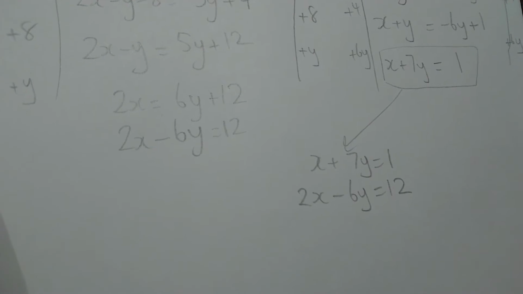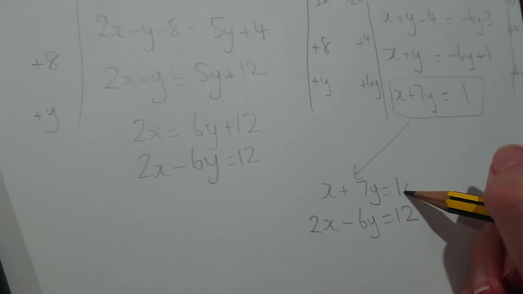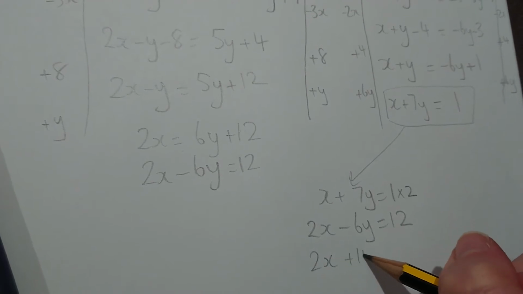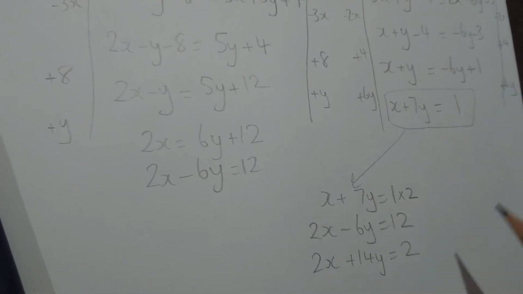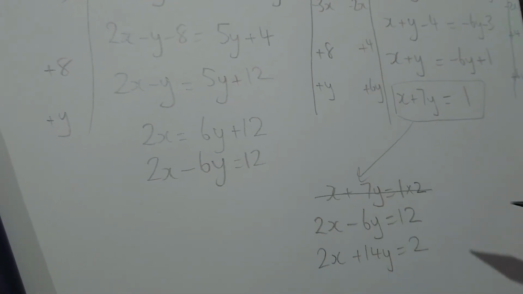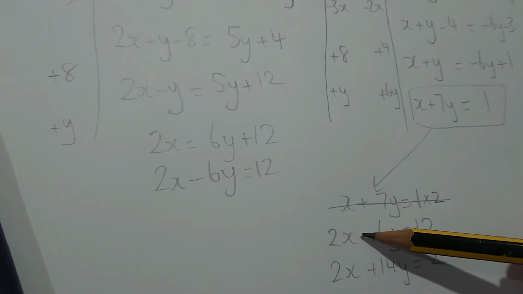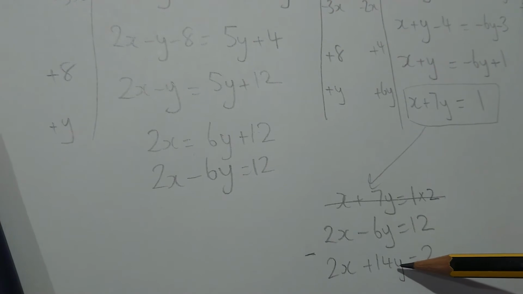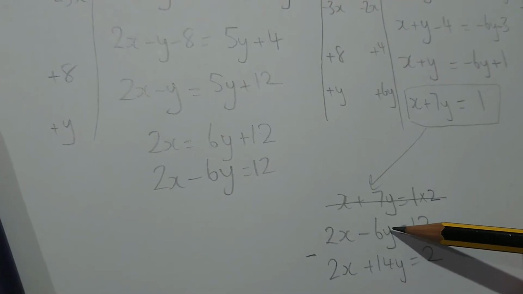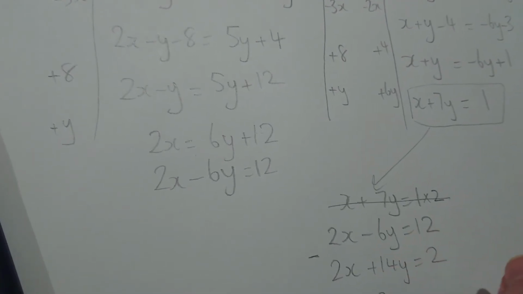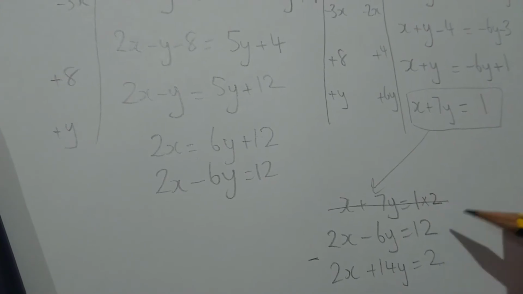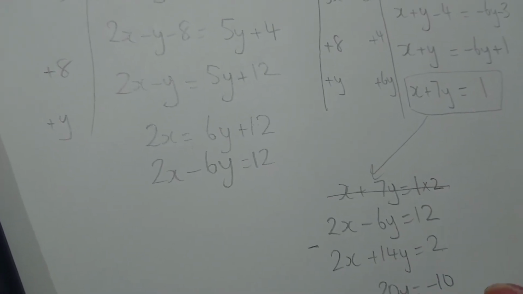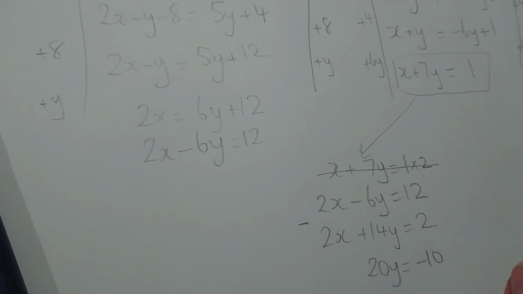So to solve these, I'm going to times this one here by 2. So then I get 2x plus 14y equals 2. So that's going to get rid of that one now. Then the x's are the same, so I'm going to subtract the two equations. So 14y minus 6y is 20y, and 2 minus 12 is minus 10. So y is minus 10 divided by 20, which is minus a half.